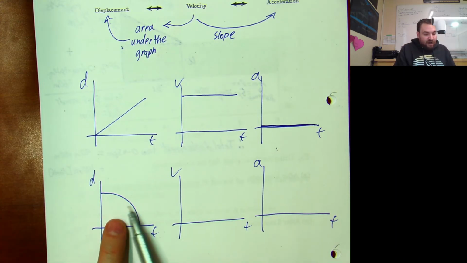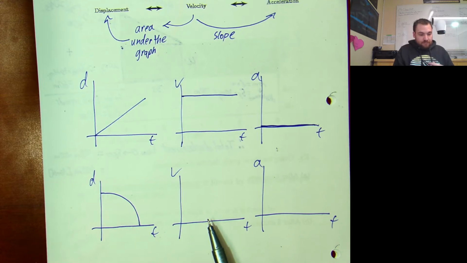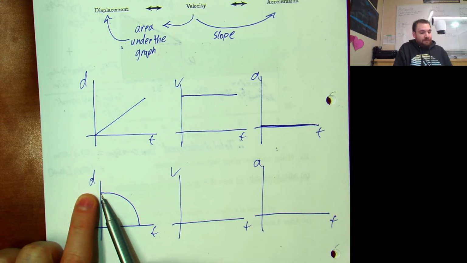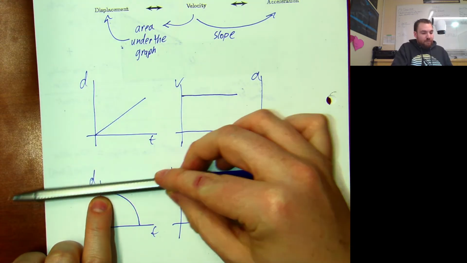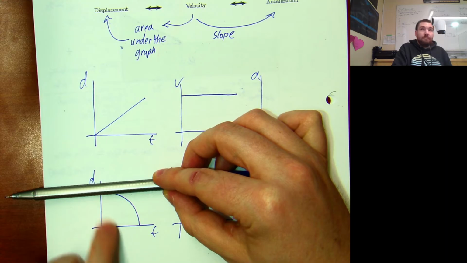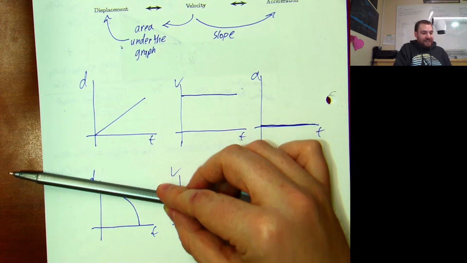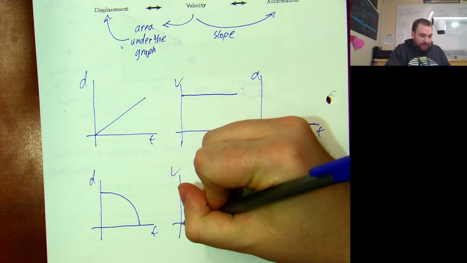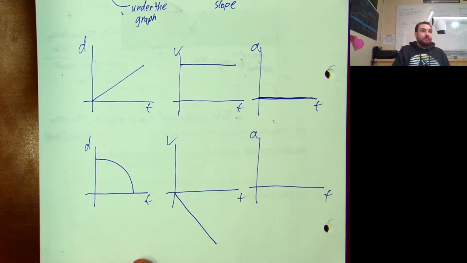So what is this going to look like on a VT graph? My velocity is going to start where? Velocity represents the slope of a graph. What's the slope of a flat line? 0. And then what's happening to it? It's getting more and more negative. That's weird. So what's happening here? My VT graph is going to go that way, because it's getting negative.